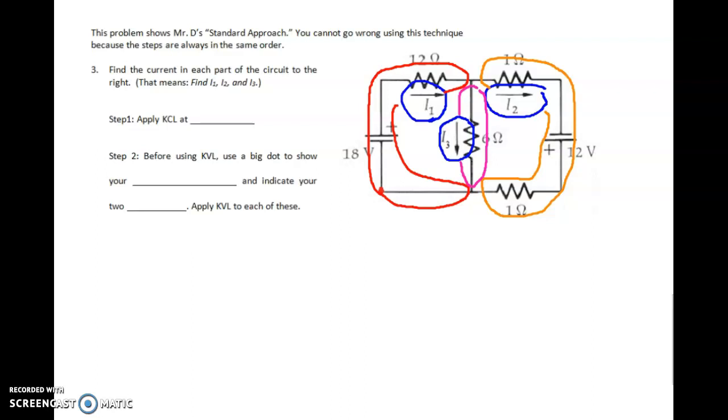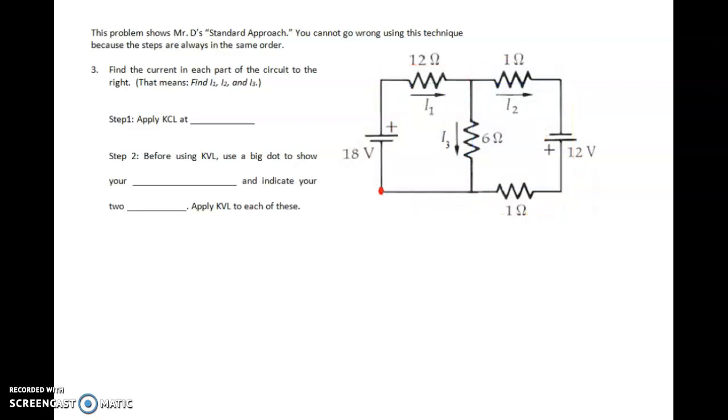All right, so let's go ahead and do that. Now, a key idea is that when we start, we're always going to apply the current law first, and we do that at this upper node. That upper node has one current flowing into it, two currents flowing out of it. So when we write down the current law for that node, we have to sum up the currents flowing in on one side and the currents flowing out on the other side. So Kirchhoff's current law applied at that top node is going to be pretty easy.